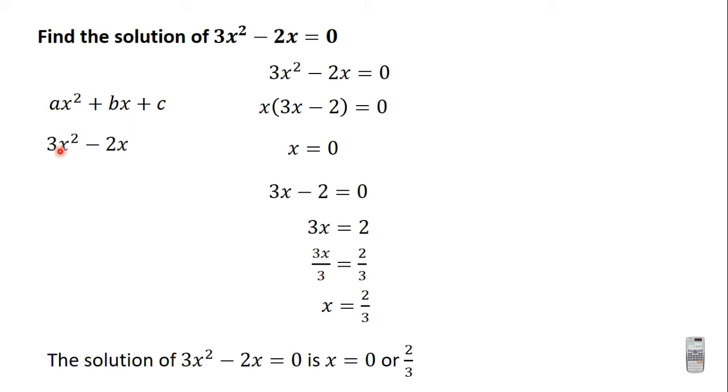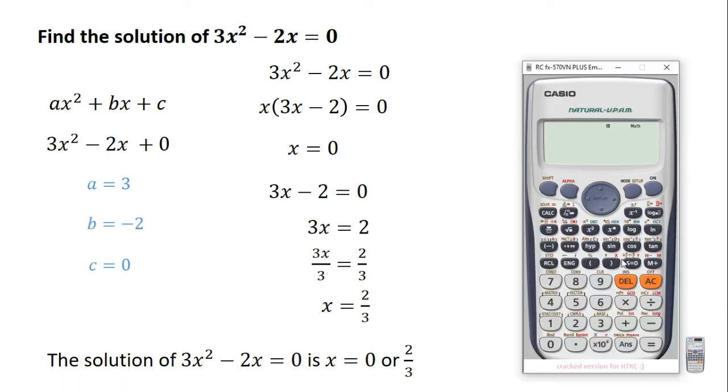So we compare this to 3x squared minus 2x. As you can see, our quadratic expression here, 3x squared minus 2x, does not have a constant. So let's say the constant there is 0 plus 0. When you add 0 to any number, it doesn't change it. So let's say that the constant here is 0. So our expression is now 3x squared minus 2x plus 0. We can now compare. a will give us 3, b will give us minus 2, and c will give us 0. So let's switch on the calculator and use these values to find the solution of this equation.